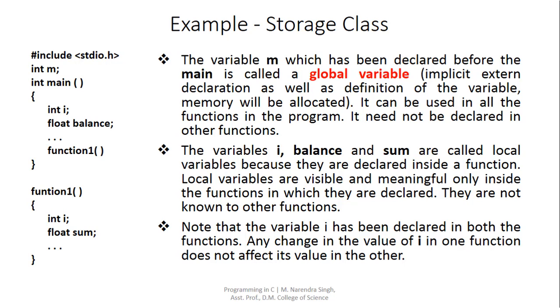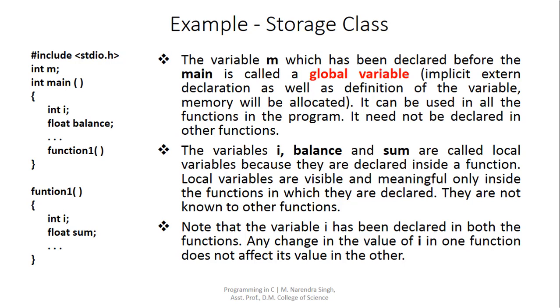This variable m, which is declared before the main function, can be used in all the functions in the program. It need not be declared in other functions because it is a global variable. It will contain the initial value 0 and it will retain its value till the end of the program.